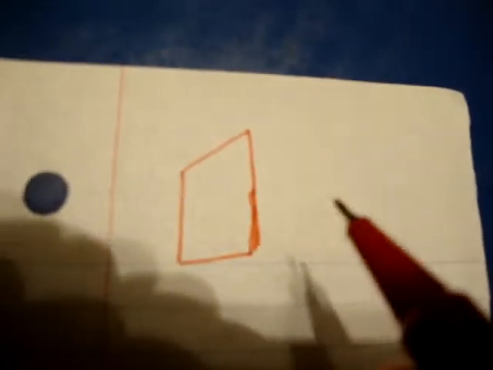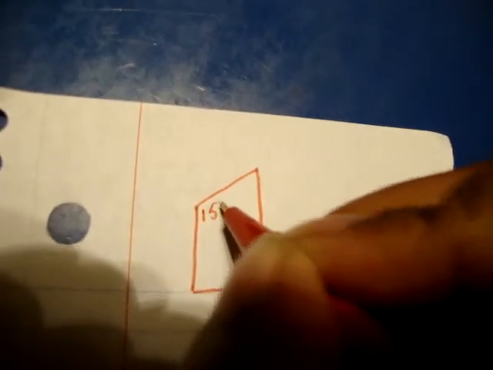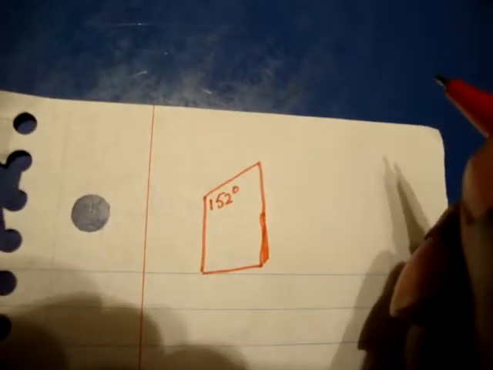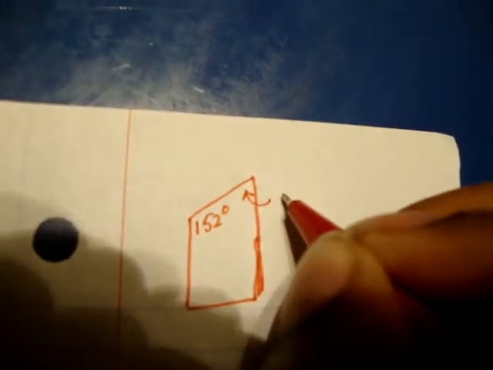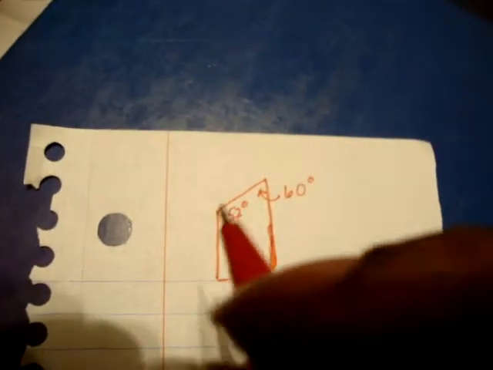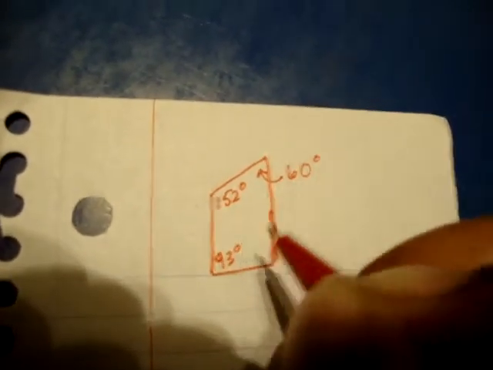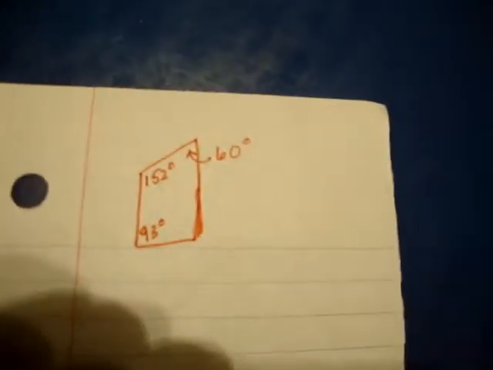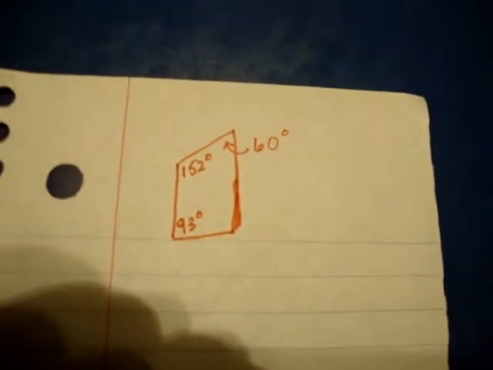Here's another quadrilateral I want you to copy. For this quadrilateral, we're going to make this angle here have 152 degrees. This particular angle right here is going to have 60 degrees in it. And this angle here is going to be a 93-degree angle. If you notice, this is going back to what we did back in chapter 1 or 2, when you were given a triangle and you had to figure out the missing angle.